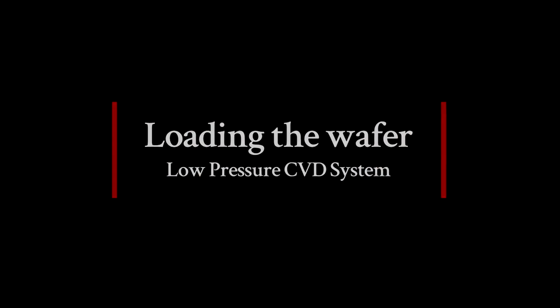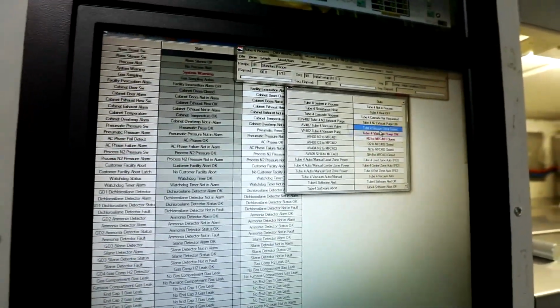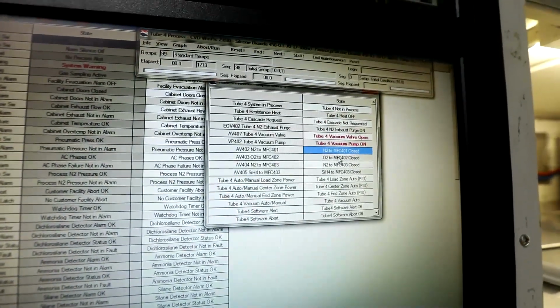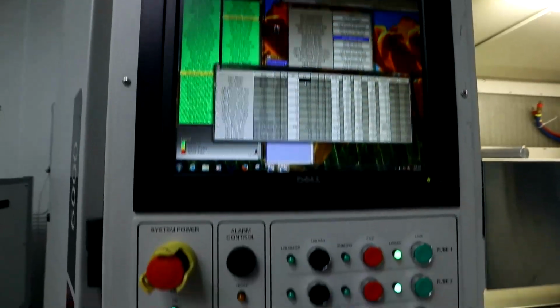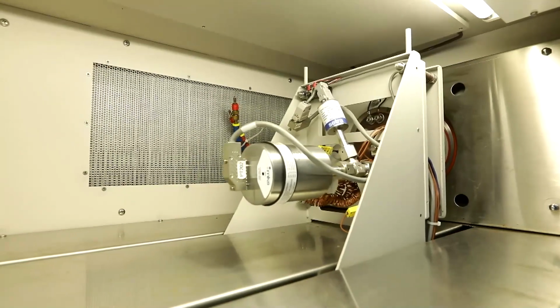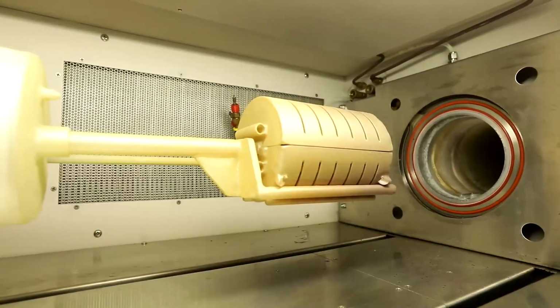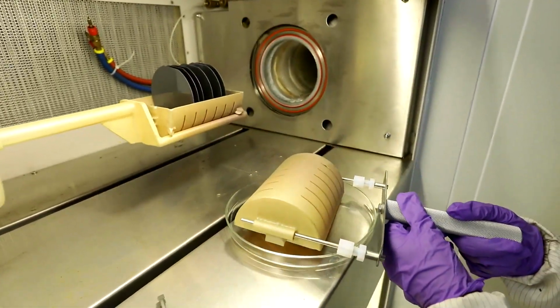Loading. After purging, all the valves and pump lines are kept closed and the pressure of the chamber reaches atmospheric pressure. Next, we will start the loading.